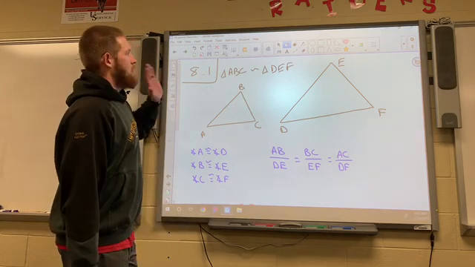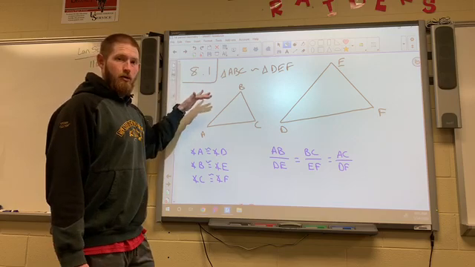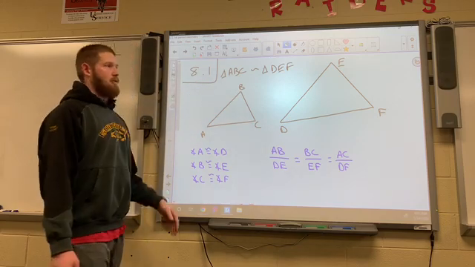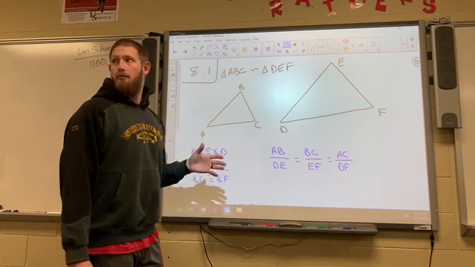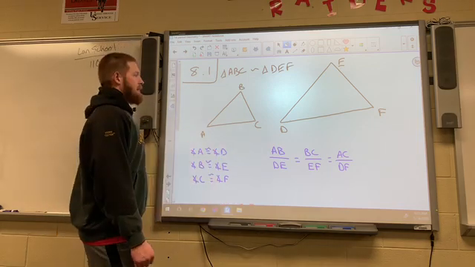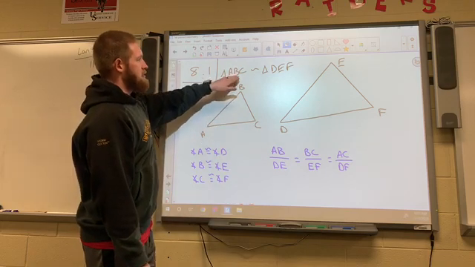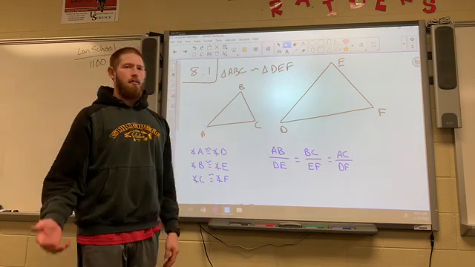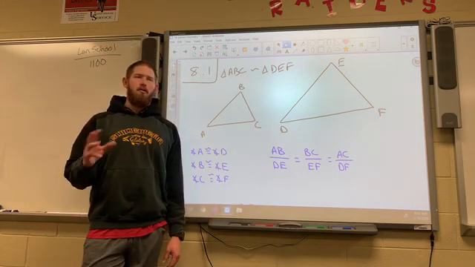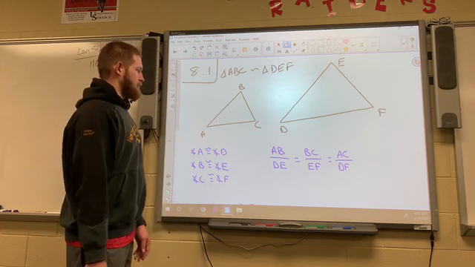So, what I have going here, 8.1, we are talking about similar polygons. Remember, similar means they are not necessarily the same size, but they are the same shape. Here we just have a triangle drawn out. This is saying that triangle ABC is similar to triangle DEF. What we're talking about mostly is our reductions, enlargements, scale factors, things that we've already talked about for the most part.